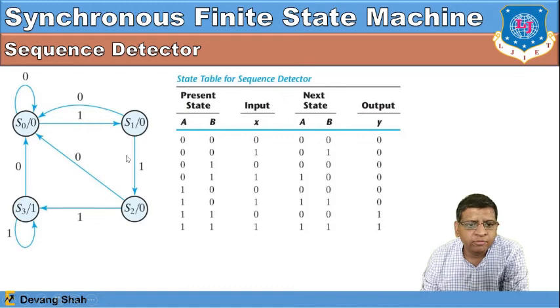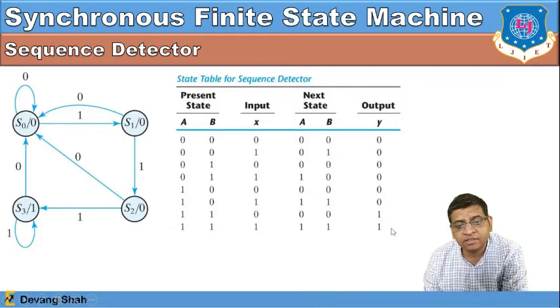In the same way, if you consider the middle one, let's say 01, that goes to 10. So 01 is S1 and that goes to S2. See, 01 goes to 10, where the input is 1 and the output is 0. By that way, you can define this particular state table.